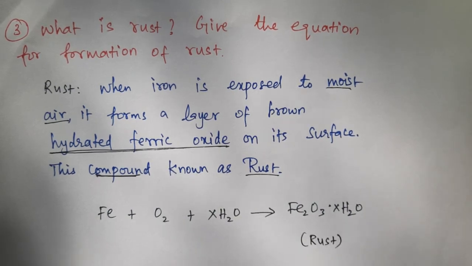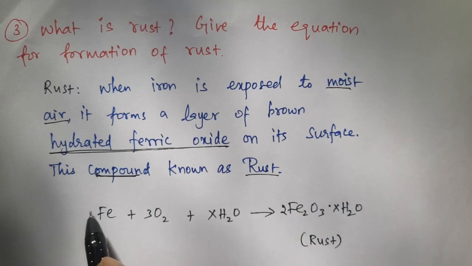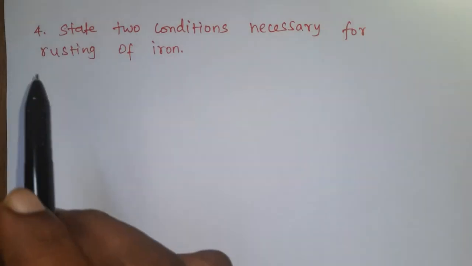Now we can balance the equation. Here 3 oxygens are there, here only 2. So this 3 you can substitute here, this 2 you can substitute here. 2 3s are 6 oxygen, here 3 2s are 6 oxygen, 2 2s are 4, so 4 iron. Now we can write 4 Fe. Equation is balanced.